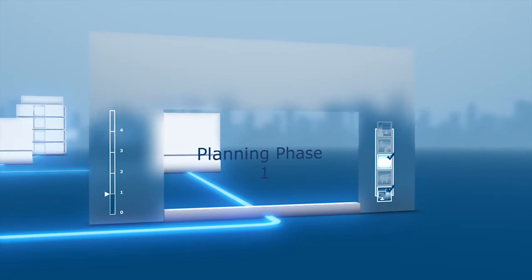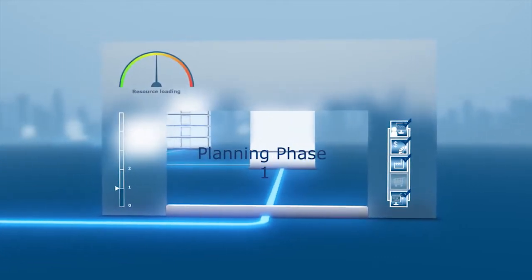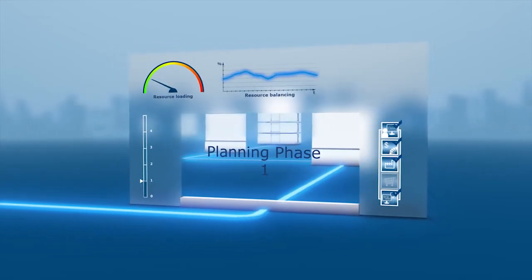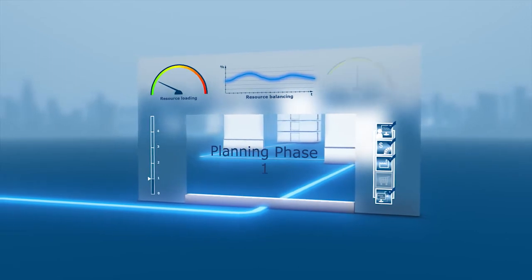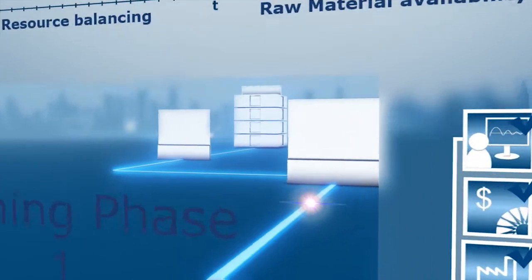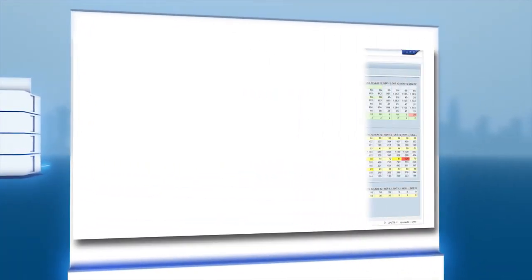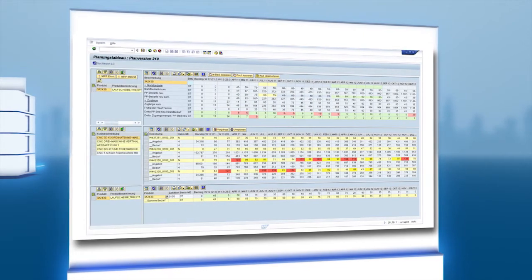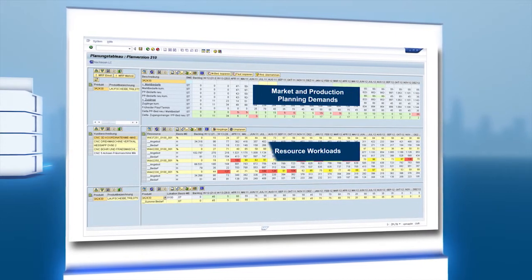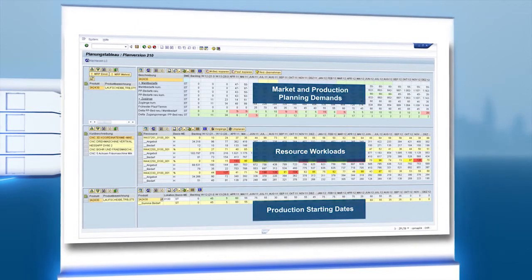In planning phase 1, a workable production plan is drawn up. In the process, care is taken to ensure adequate allocation of production resources to balance out workloads. An important tool for production planning is the SAP Planning Table, where the planner can see the market and production planning demands, resource workloads, and planned shop order starting dates.